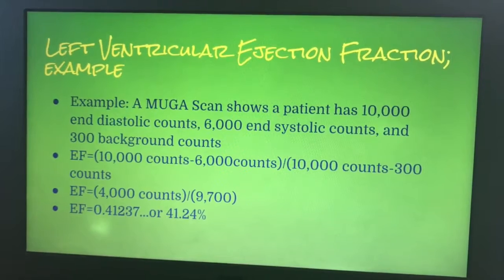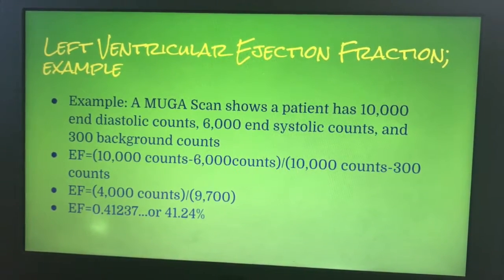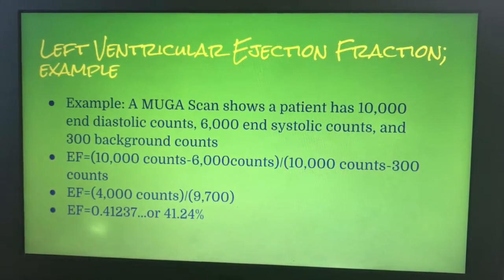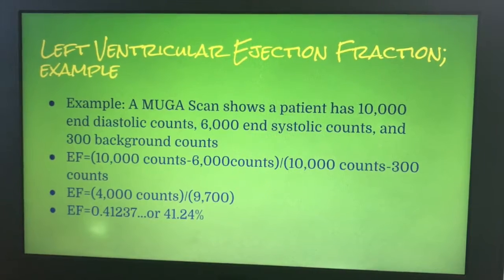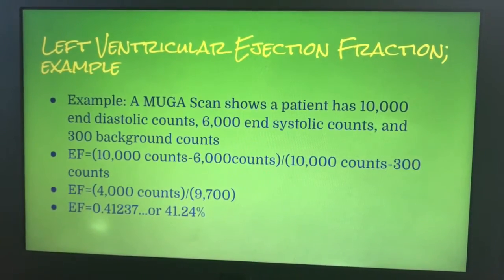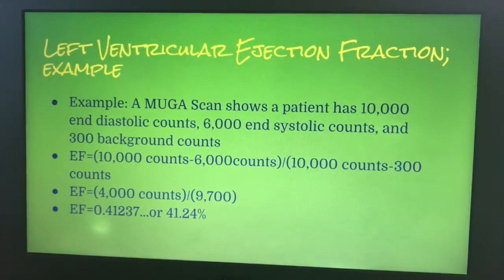At this point, once those two numbers are computed, one would get the fraction or decimal or ratio 0.41237 as it runs on. But to simplify this down to a percentage with the correct number of sig figs, we will have 41.24%, showing that function going down.